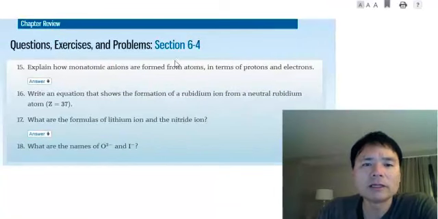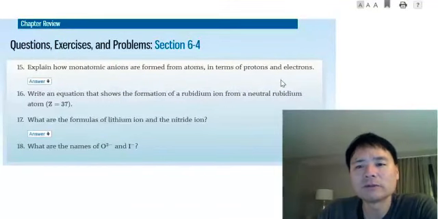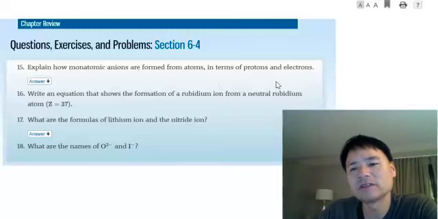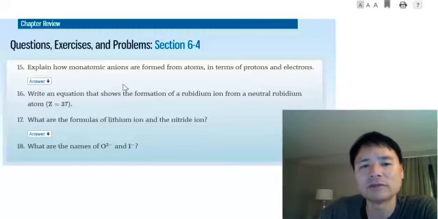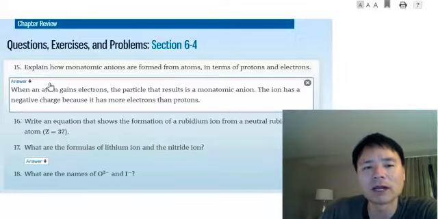Number 15, explain how monatomic anions are formed from atoms in terms of protons and electrons. And so we could pick a specific example, for example, fluorine. Fluorine forms a monatomic anion called fluoride, has a -1 charge. And so basically fluorine has 9 protons and 9 electrons. If that fluorine atom gains 1 electron, it would form fluoride. Fluoride would have 9 protons and 10 electrons. Having 9 positive charges and 10 negative charges will get a net negative 1 charge, which is what we see for fluorine going to fluoride.